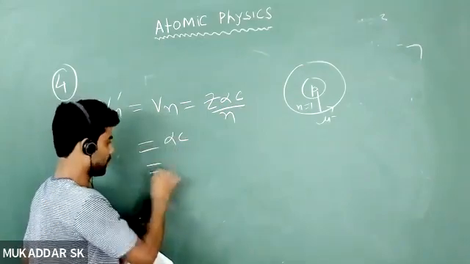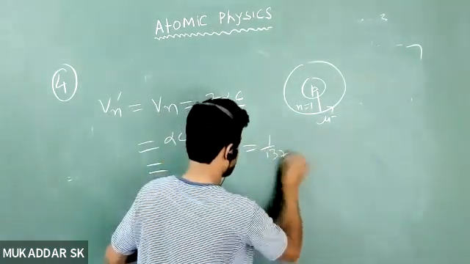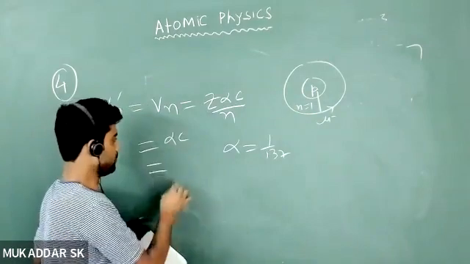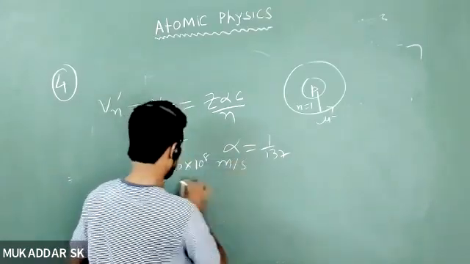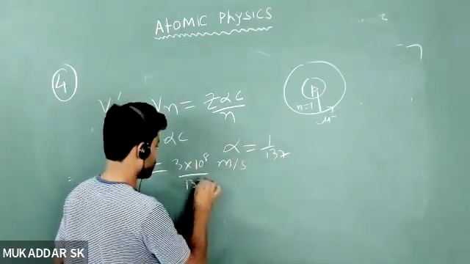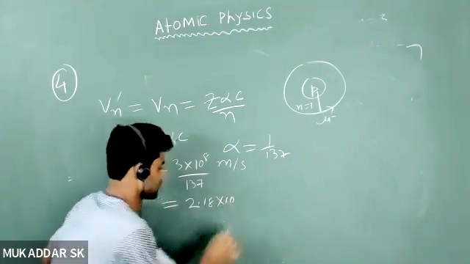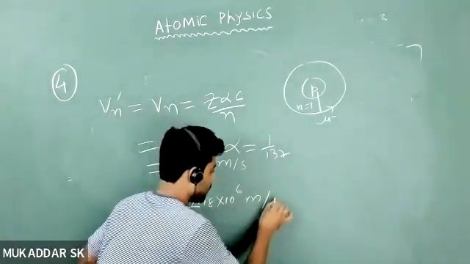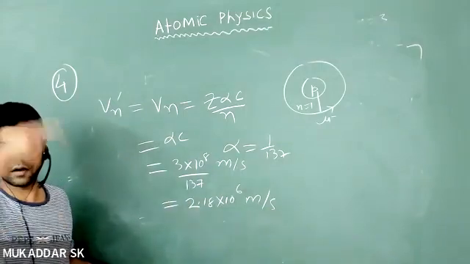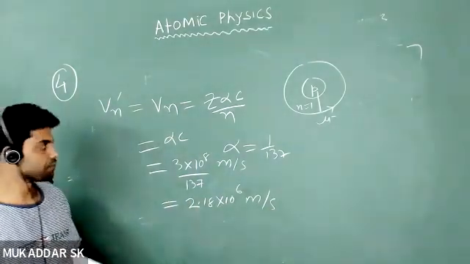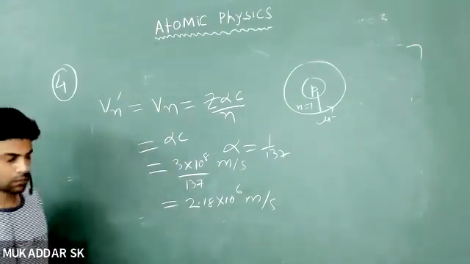So it will be alpha C, and alpha is 1 by 137. So it will be 3 into 10 to the power 8 meter per second divided by 137. It will give you 2.18 into 10 to the power 6 meter per second, and you can check it is the same speed as when the electron is revolving around the nucleus of the hydrogen atom. Okay, is it clear? Yes, sir.